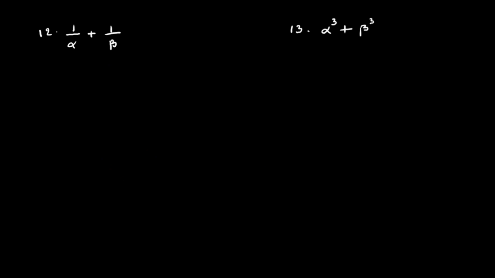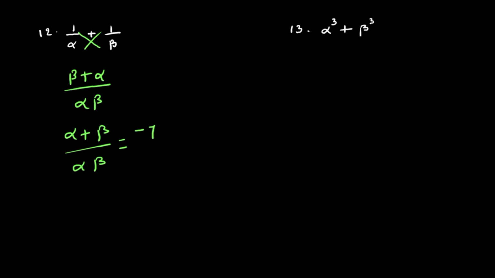The next one is 1 by alpha plus 1 by beta. How do we find 1 by alpha plus 1 by beta? The same process: take the cross multiplication again, that is beta plus alpha by alpha into beta. Beta plus alpha means alpha plus beta only, so alpha plus beta divided by alpha into beta. The sum of the zeros, alpha plus beta, we got in the previous page as minus 7, and the product of the zeros is 10, so minus 7 by 10 is the answer for this question.